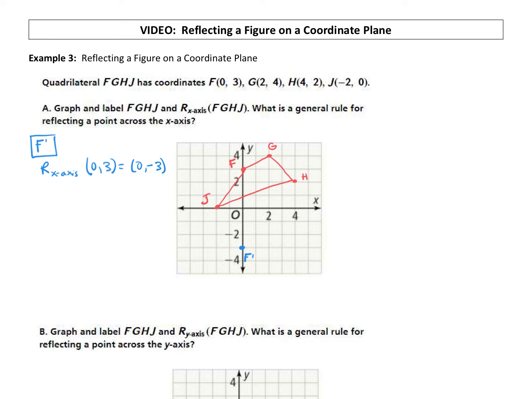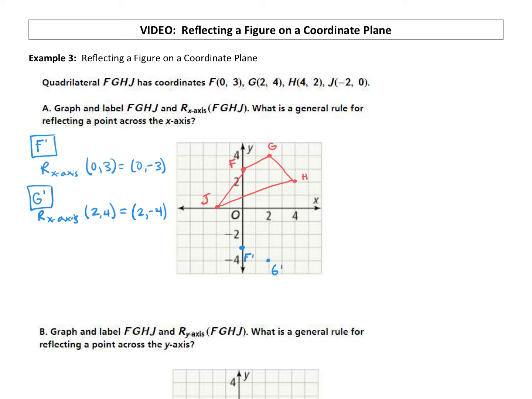Let's go ahead and find G prime. And we're going to work on our notation. So we're going to do a reflection across the x-axis of point G, which is 2, 4. Now let's go to our graph and figure out where G prime will be. So here's G. I'm going to head straight to the x-axis and count 1, 2, 3, 4. And now I have to go 4 on the other side. 1, 2, 3, 4. Plot our point right there. That's where G prime is going to be. And that ordered pair is 2, negative 4.